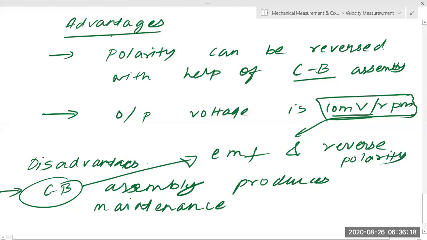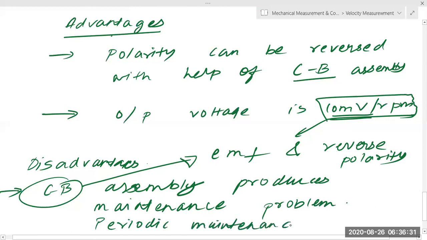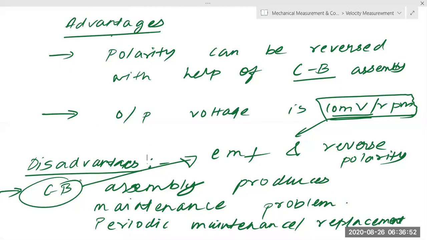So it will actually have a maintenance problem. You need to replace it. Periodic maintenance is required, or you can say replacement is essential. Now anything else? Yeah, this will be more than enough. One of the advantages. Done. So I think we have completed the tacho generator. In tacho generator, what we have completed is the DC tacho generator. Okay, thank you.